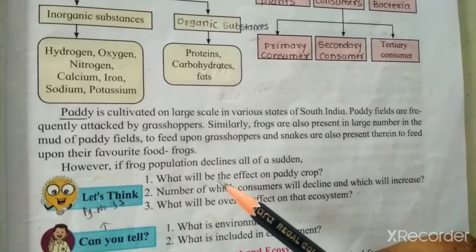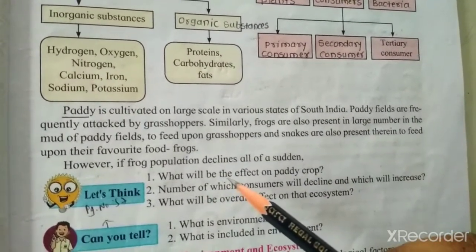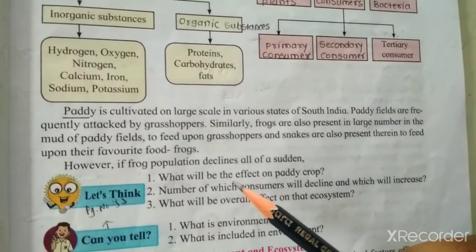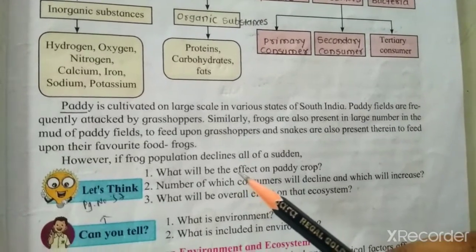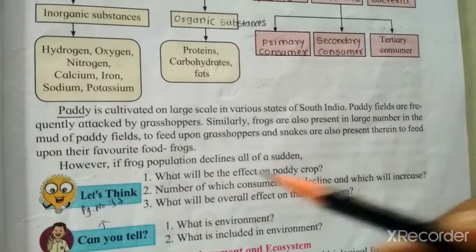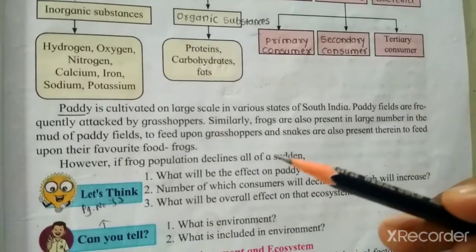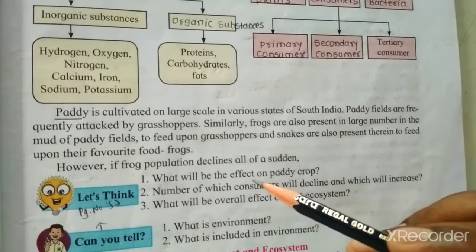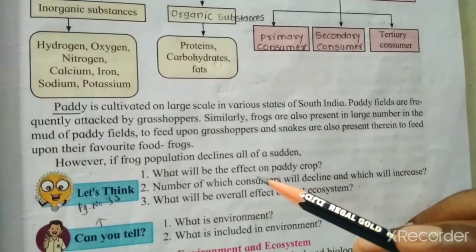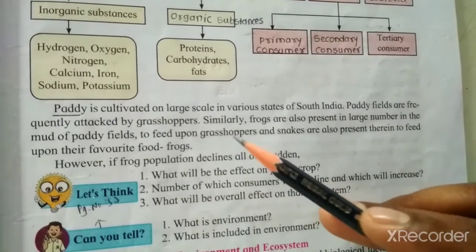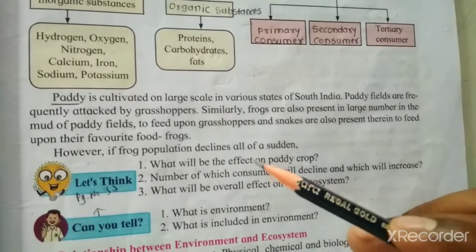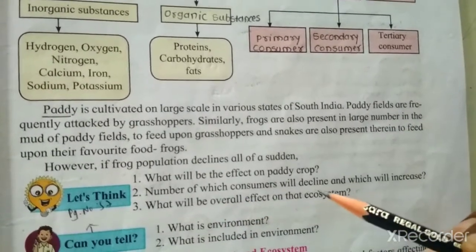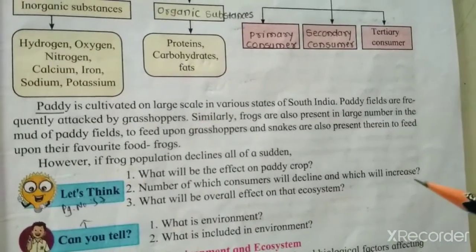The answer is, paddy crop production will go down as the population of grasshoppers will increase and they will damage the paddy crop. Second one, the number of which consumers will decline and which will increase.